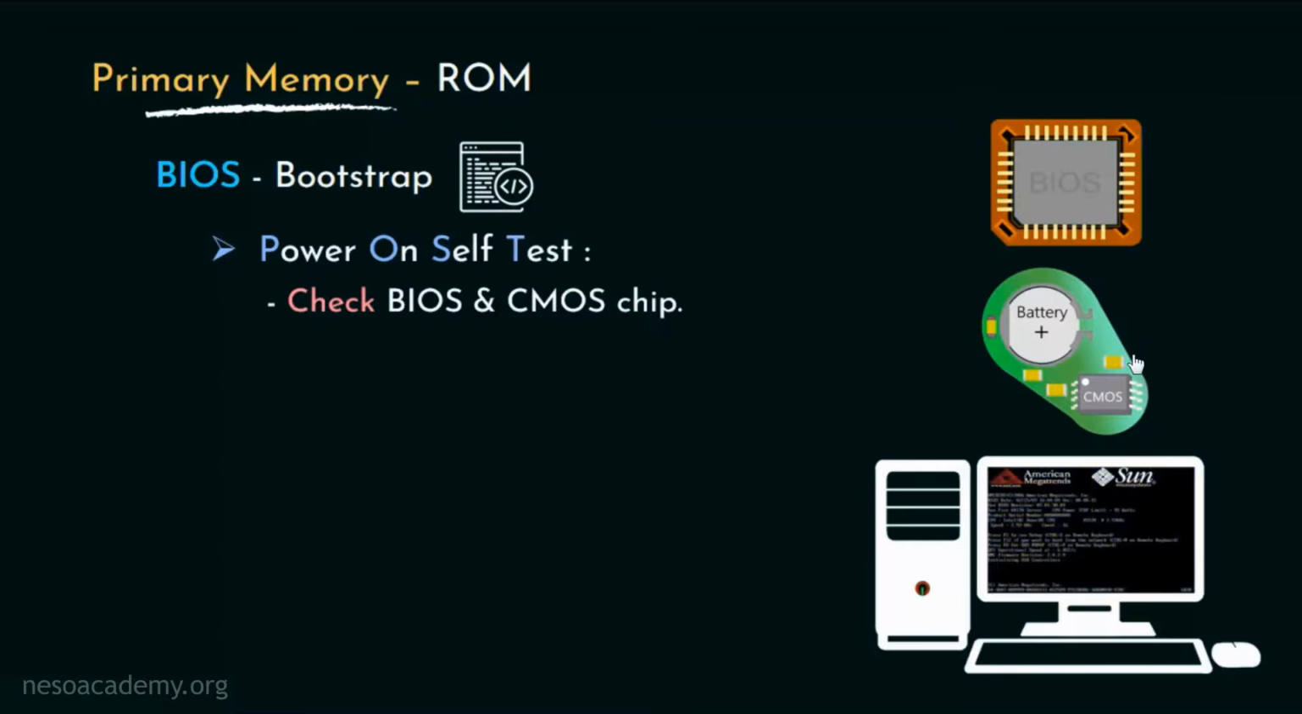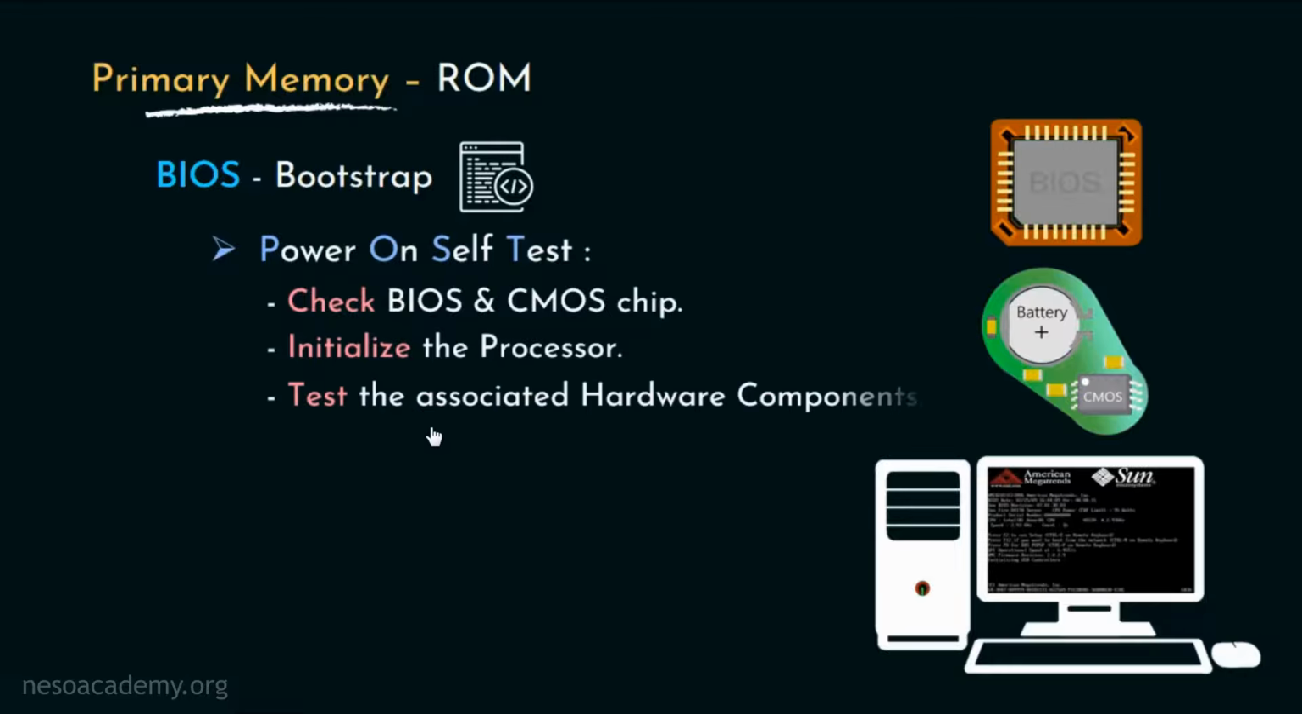Now once the BIOS and the CMOS chips are checked and found okay, thereafter the processor is initialized. And finally, all the associated hardware components are tested like keyboard, mouse, RAM modules, etc. If they are okay, the process execution is moved further after a single beep. Otherwise, some beep codes are generated, like if we hear continuous beeping, that means the RAM module is not plugged in correctly, and in such cases, many of us unplug our RAM modules from the motherboard, clean it with an eraser, thereafter clean the module connector on the motherboard with a brush, and finally plug it back in.